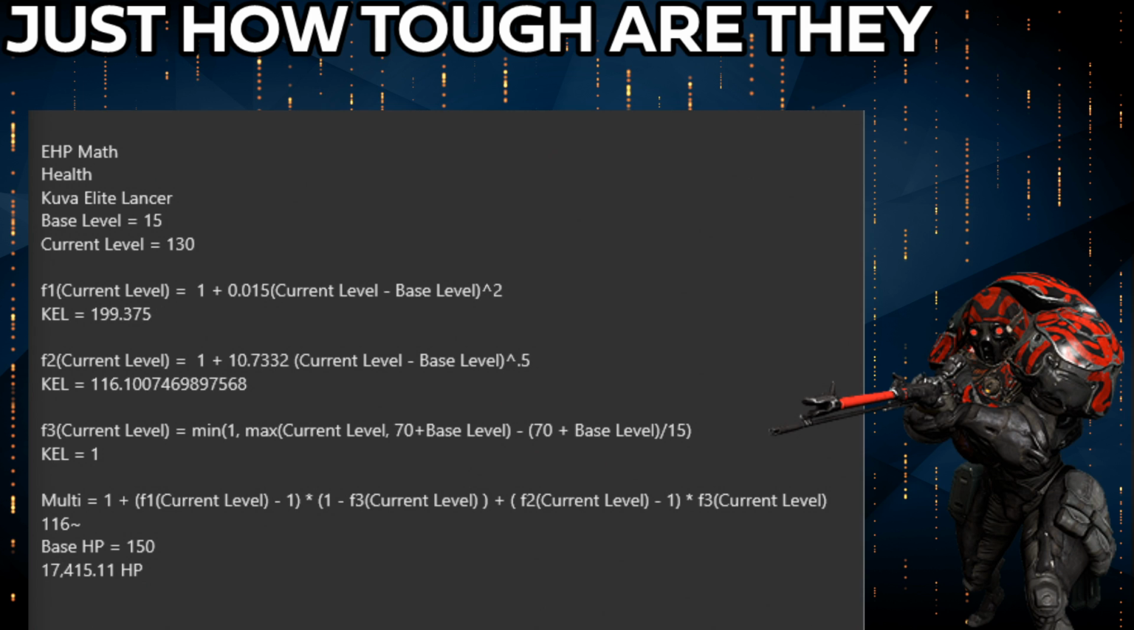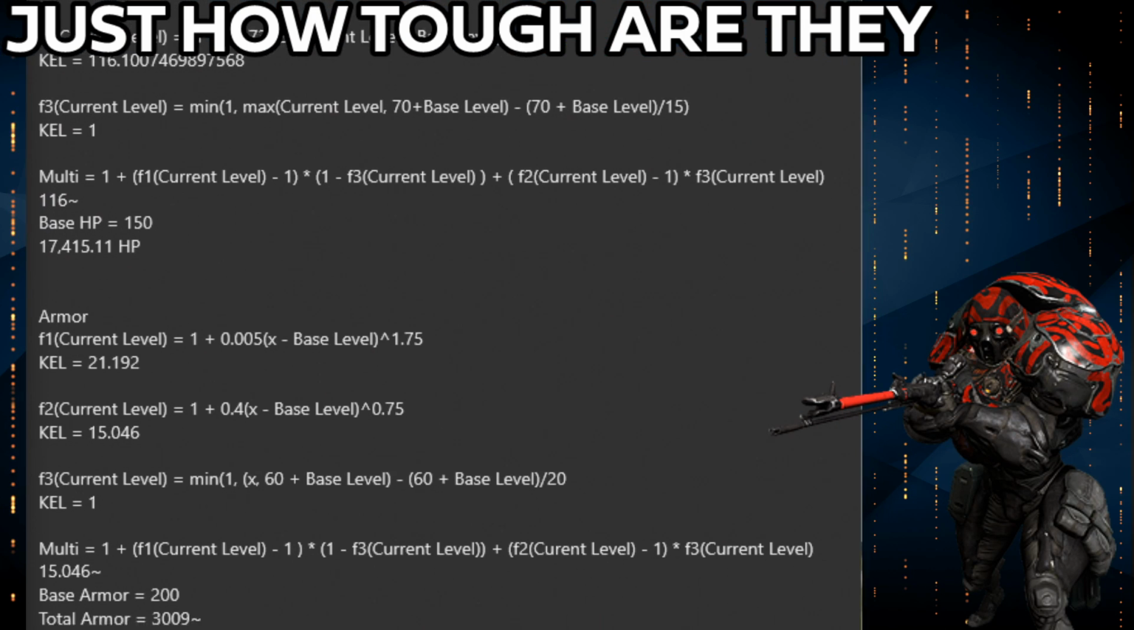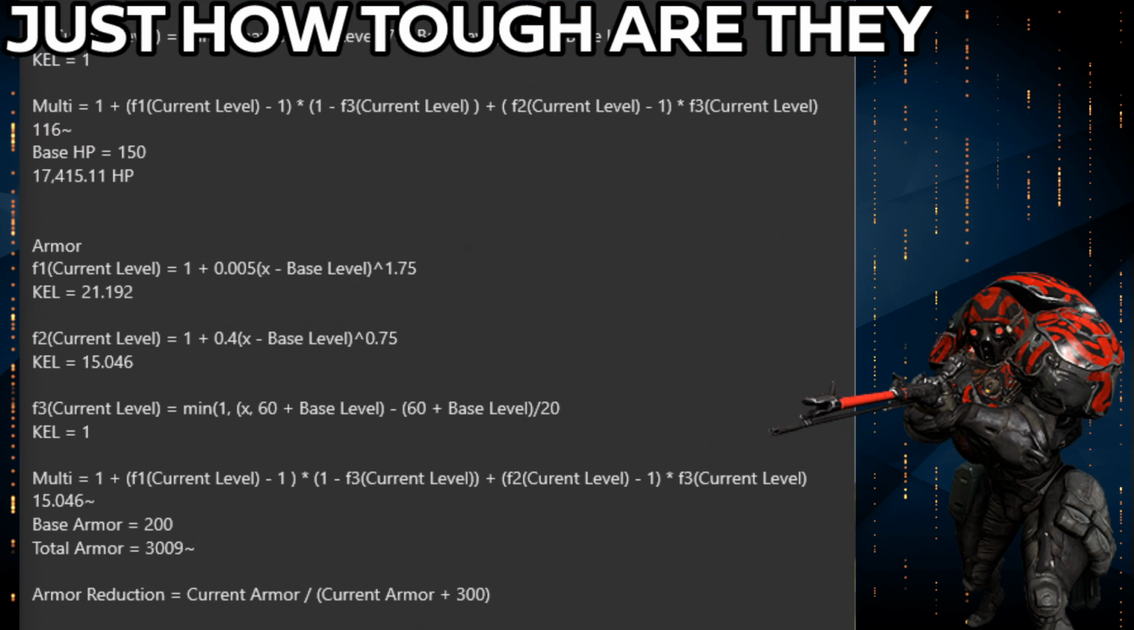However, we do not have to stop at their health because they also have armor. And thankfully, they don't have shields. Otherwise, we'd have to do that too. So we're going to take their armor, and it uses very similar functions. Once again, we do not know that these are the absolute exact values of calculations, but it is extremely close. And we get that these enemies have 3,009 armor.